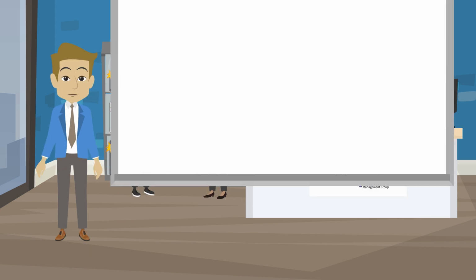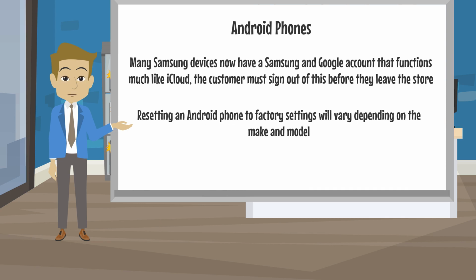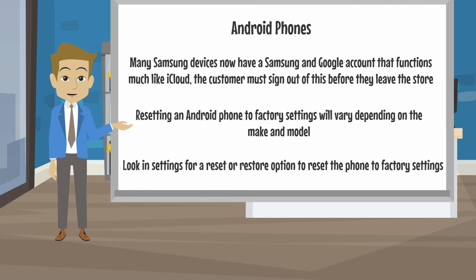Now looking at Android phones. Many Samsung devices now have a Samsung and Google account that functions much like iCloud. The customer must sign out of this before they leave the store. Resetting an Android phone to factory settings will vary depending on the make and model. Just look in Settings for a Reset or Restore option to reset the phone to factory settings.